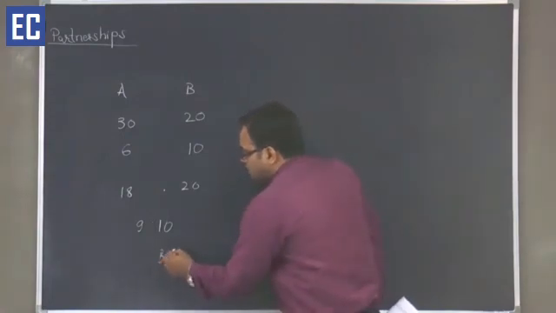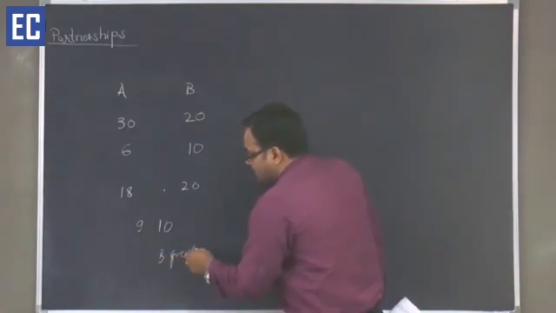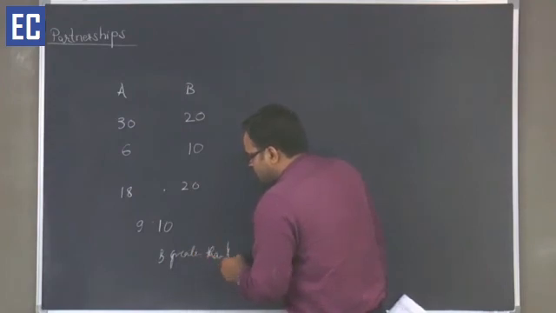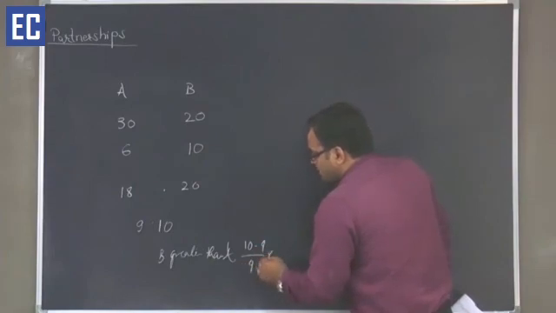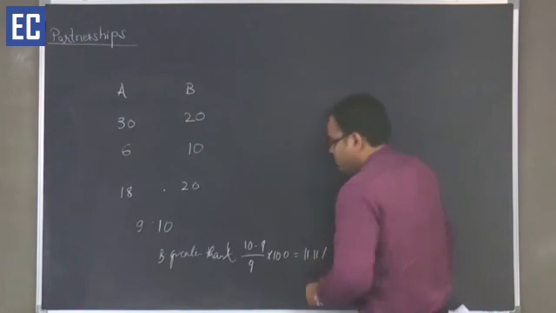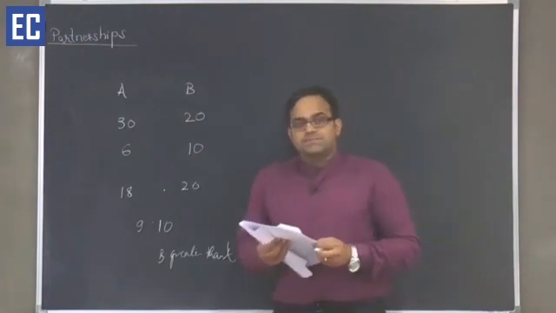So B is greater than A. So this is 10 minus 9 upon 9 multiplied by 100. So this is equal to 11.11%. So that would be your answer.